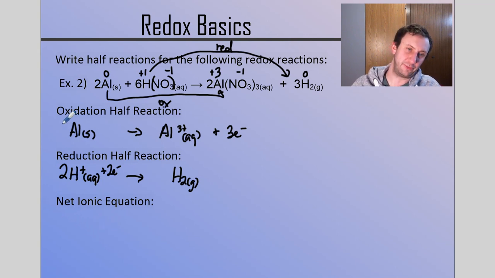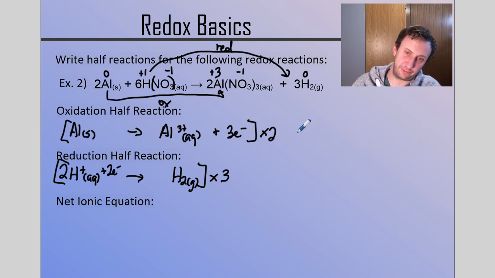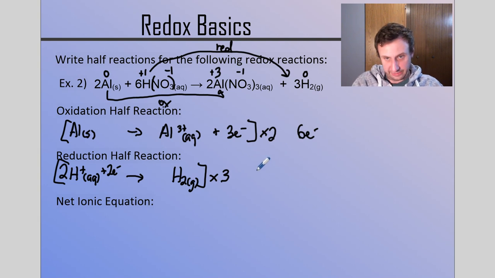So now if I take a look at both reactions, I have 3 electrons in this half reaction, the oxidation, and then I have 2 electrons in my reduction. These are going to meet up at 6. So if I take 3 electrons times 2, I get 6 electrons. And if I have 2 electrons times 3, then I get 6 electrons. So it meets up at 6.